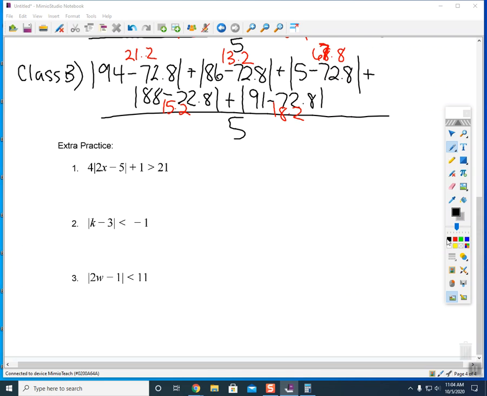Okay, we got a couple practice problems here. I think I'm just going to have you do those on your own. And then there will also be an assignment and big ideas over this as well. So this is the end of 2.6.